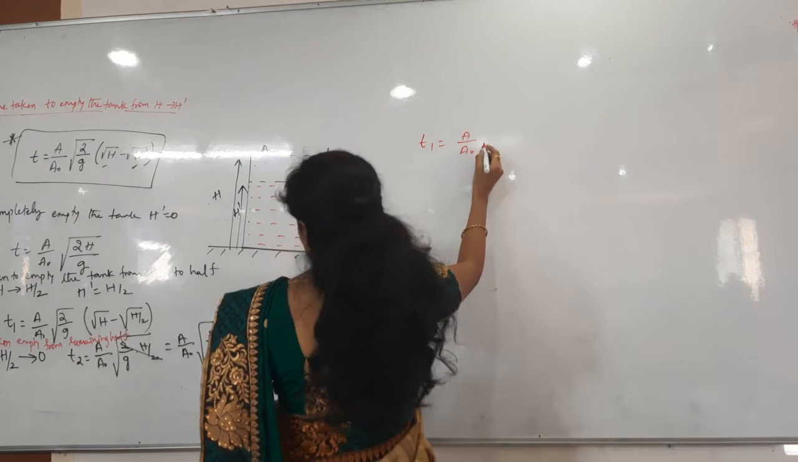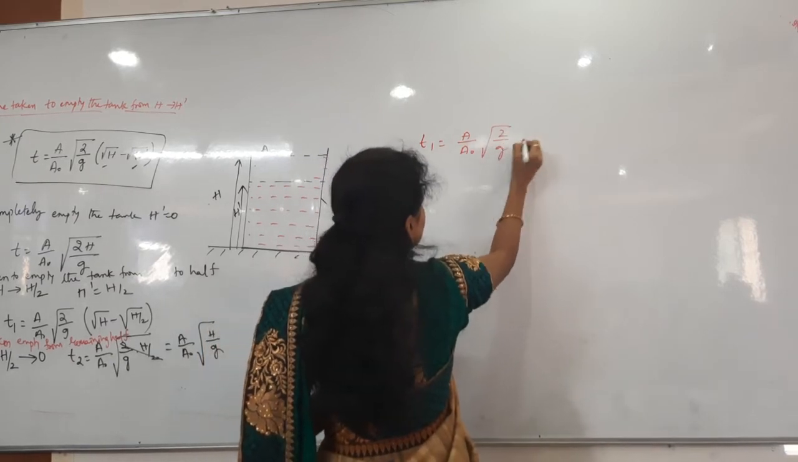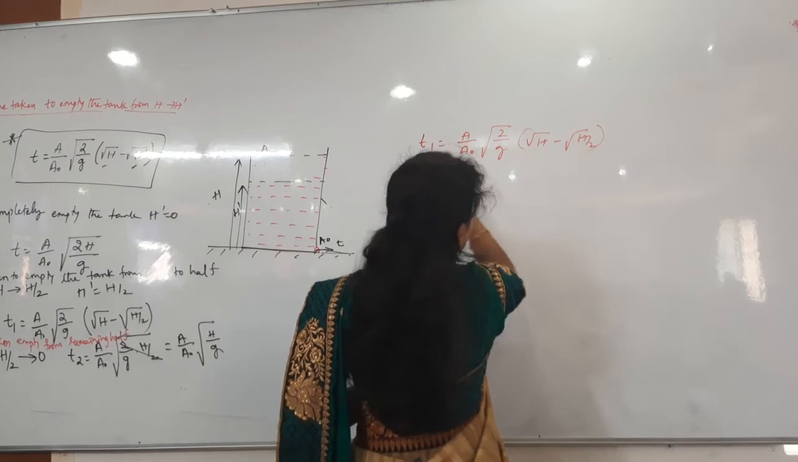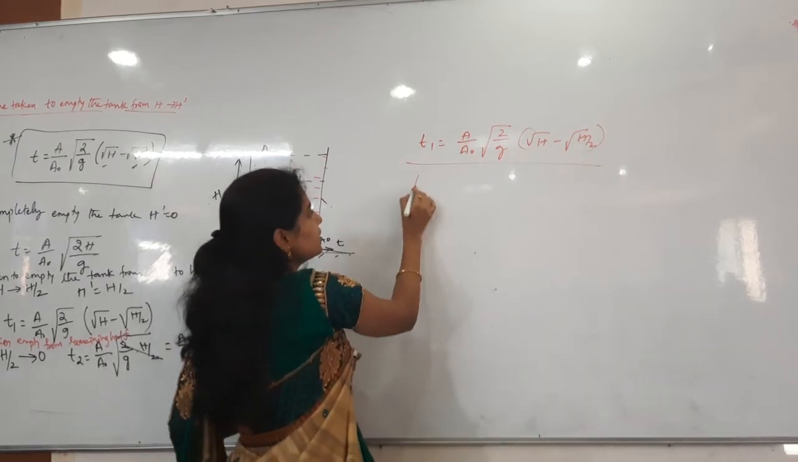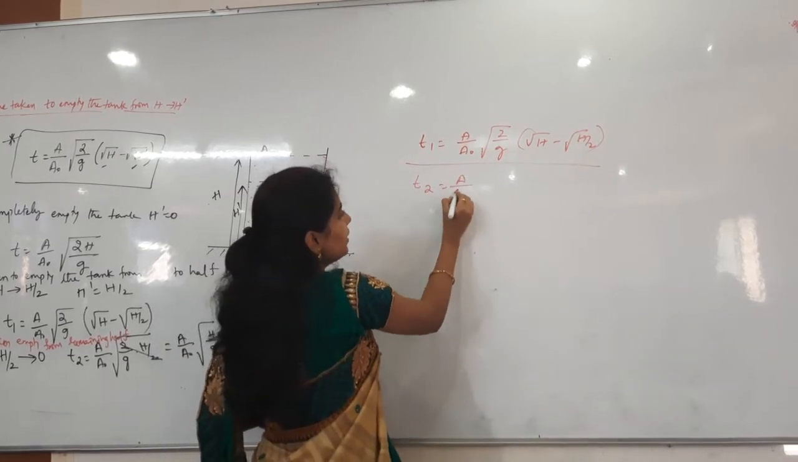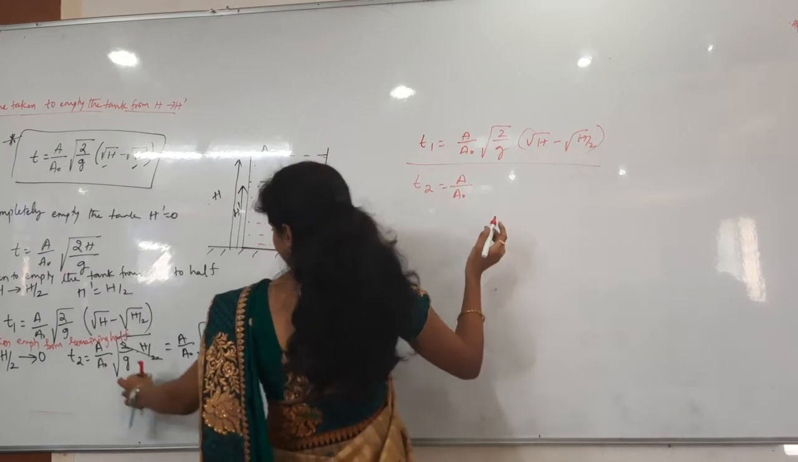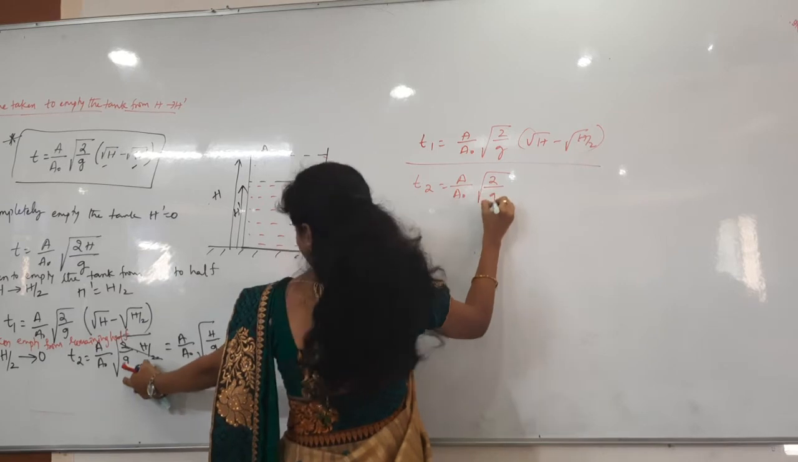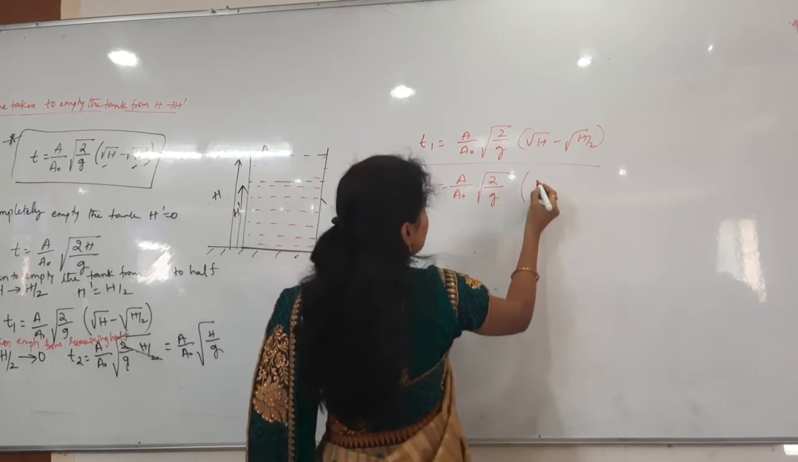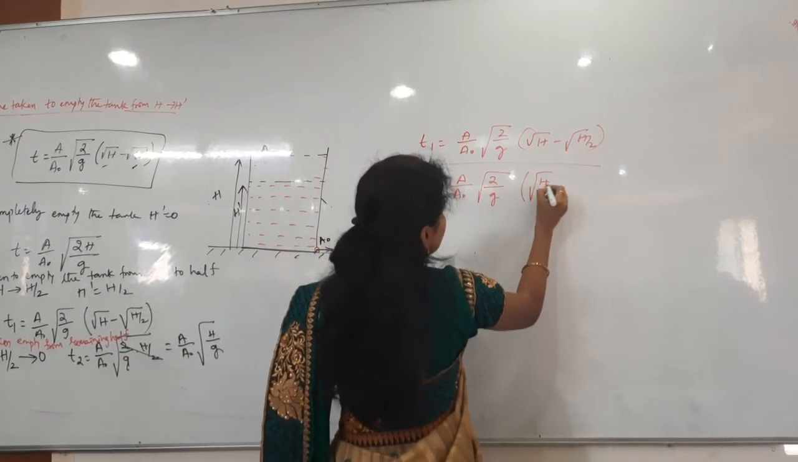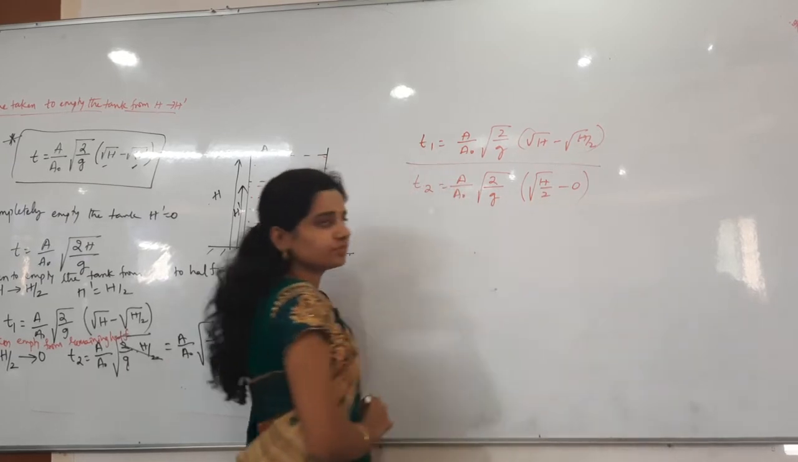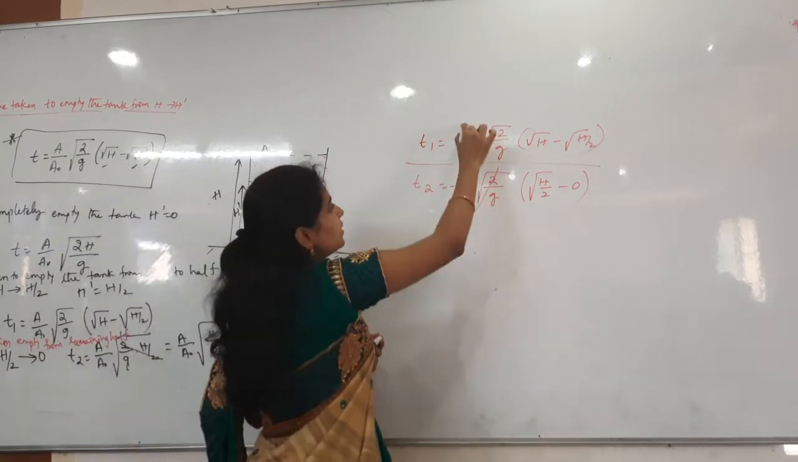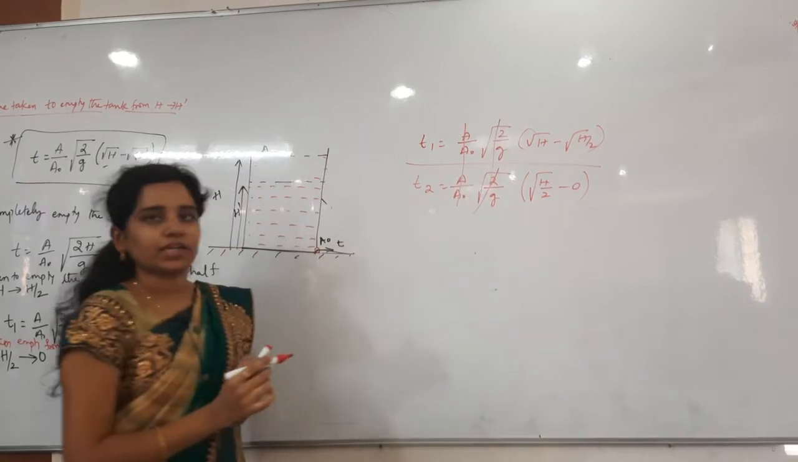T1 is A by A naught under root 2 divided by g, root h minus root h by 2. That is T1, divided by the remaining half, T2, which is A by A naught into, what is the formula? Before formula I will take, that will be easy to cancel. Root 2 by g into root h by 2 minus 0. So what I can cancel here is root 2 by g, A by A naught, everything.